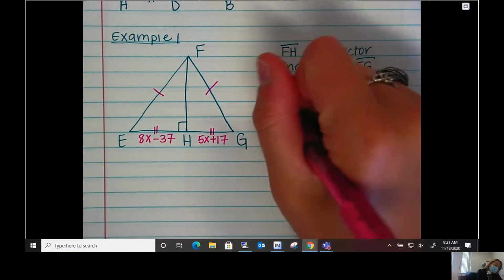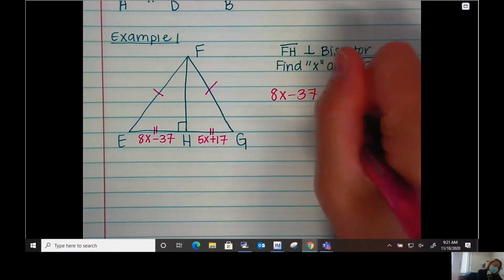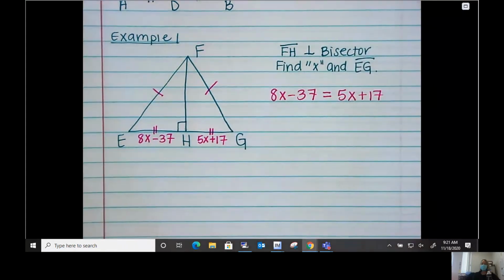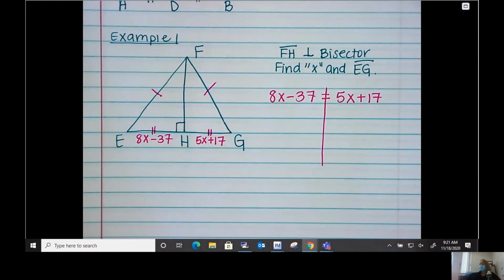So I'm going to do 8x minus 37 equals 5x plus 17. And then it becomes algebra. Can you solve that algebra problem on your own? Yes, you can. Give it a try. Let's see if we get the same answer. Get all your x's to one side, all your numbers to the other side. Always move your smaller x.